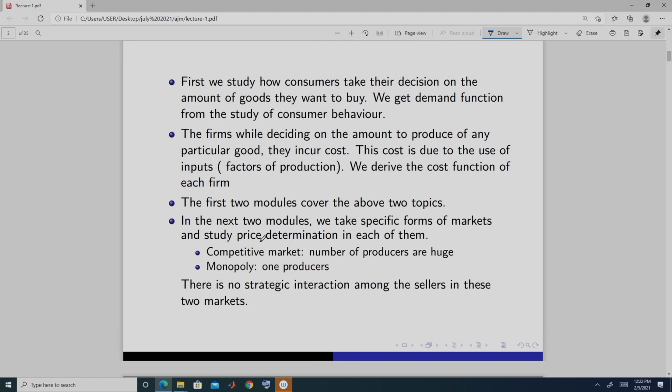So these two are going to be the first two modules, and the next two modules are going to be on specific forms of market structure. First, the competitive market, and second, the monopoly market. In a competitive market, we assume that there are many sellers or many producers, so none of them can determine the price. So price is completely given, independent of their decision. Price is determined in the market where supply is equal to demand. We will do these things in detail, and then at that time you will come to know how we get a supply curve and how we get a demand curve.